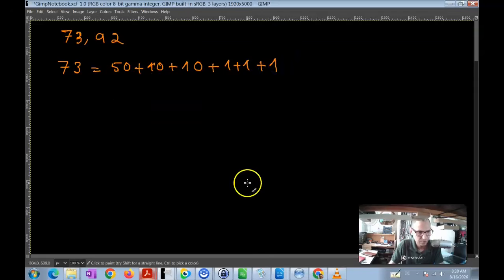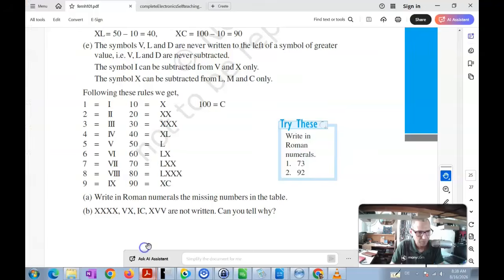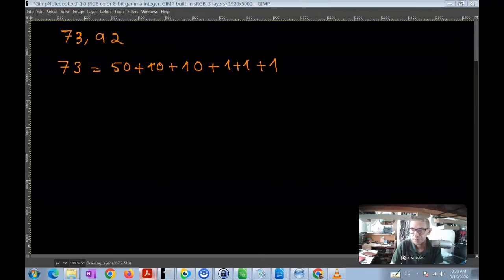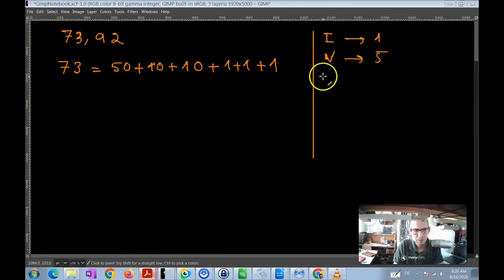Now, in this system, the numbers as we discussed before: for a 1 you use an I, for a 5 you use a V, for a 10 you use an X, for a 50 you use an L, right? So far we have all that we need.